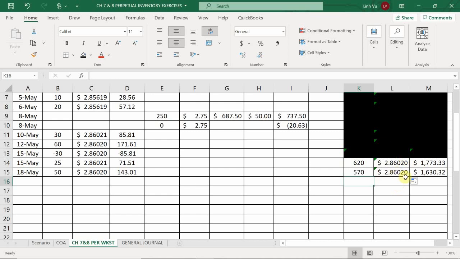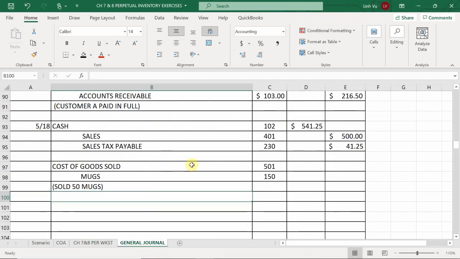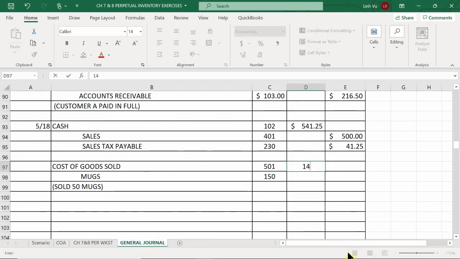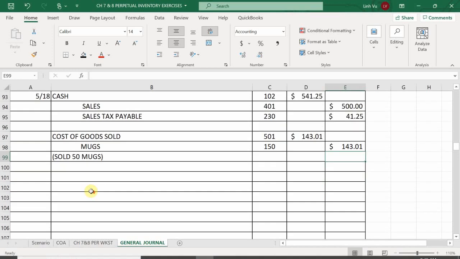If you have like a thousandth of a penny off, that's just what my Excel is showing me. So that means I sold $143.01. $143.01. Okay. And I sold 50 mugs.